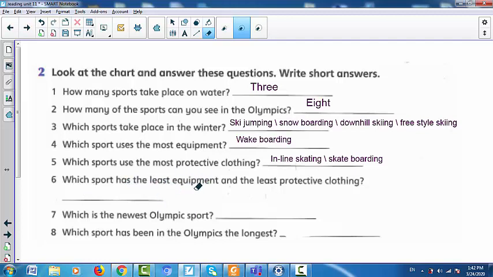Which sport has the least equipment and the least protective clothing? Yes, the marathon. Which is the newest Olympic sport? The newest sport to enter the Olympics is BMX biking. Which sport has been in the Olympics the longest? Yes, the marathon.